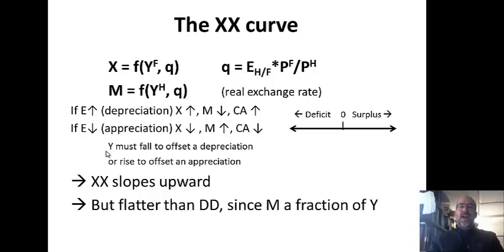Now, in the DD model, we talked about how exchange rates and output levels will balance out in the goods market, and the AA curve is in the asset market.